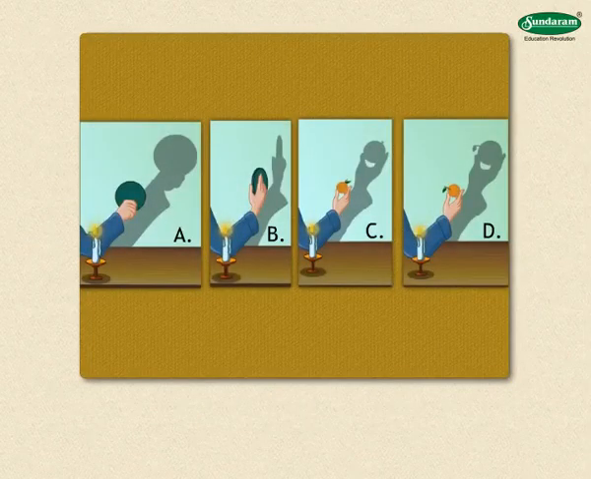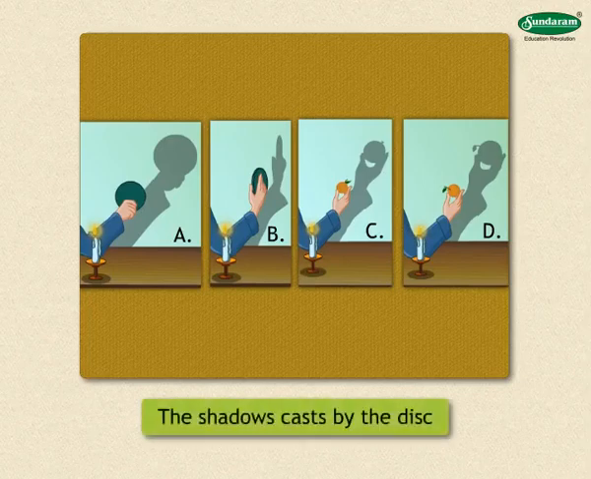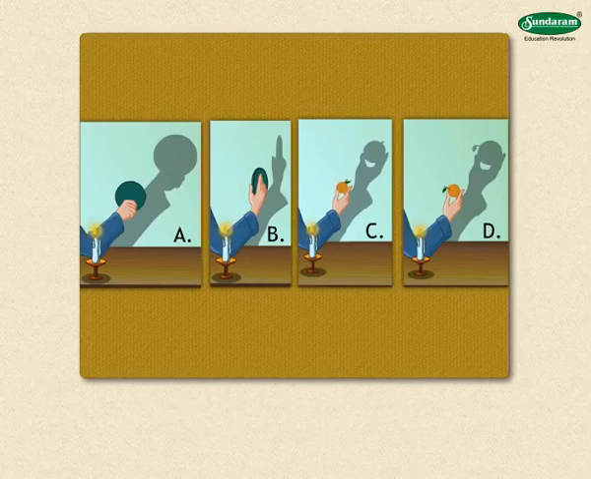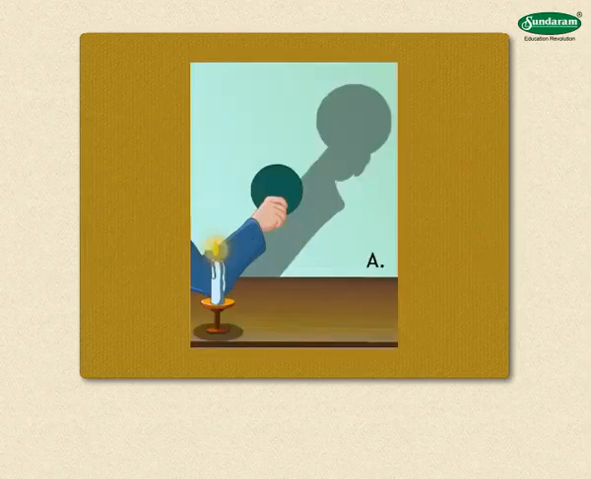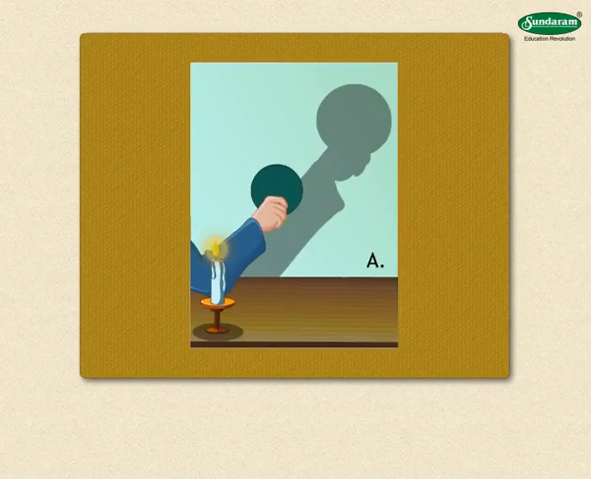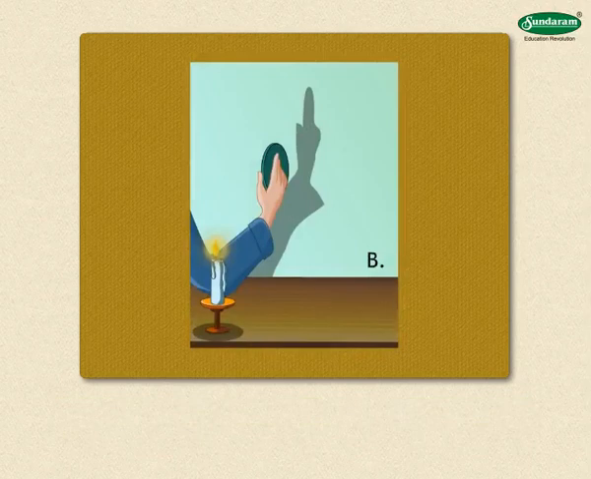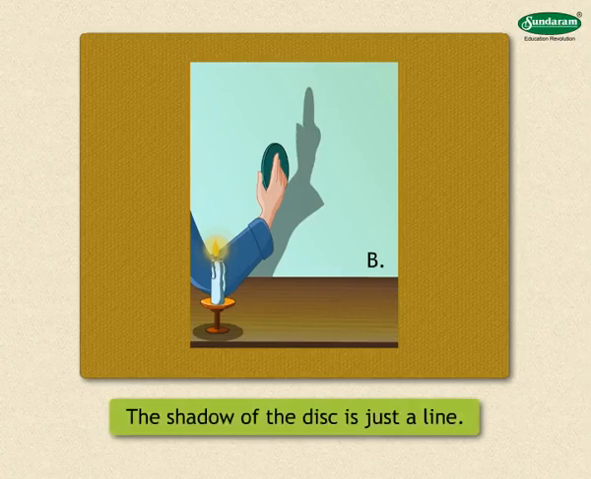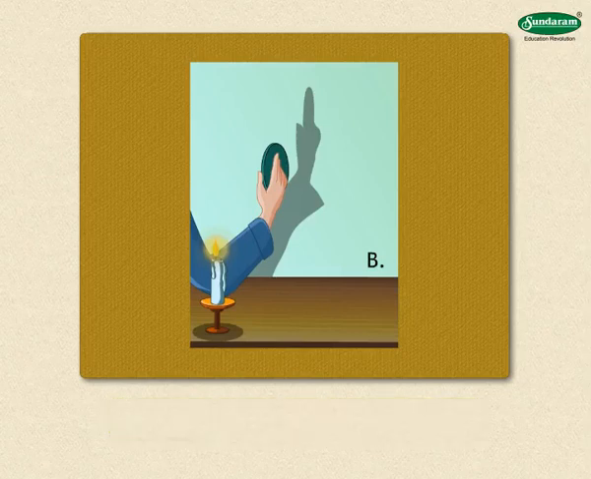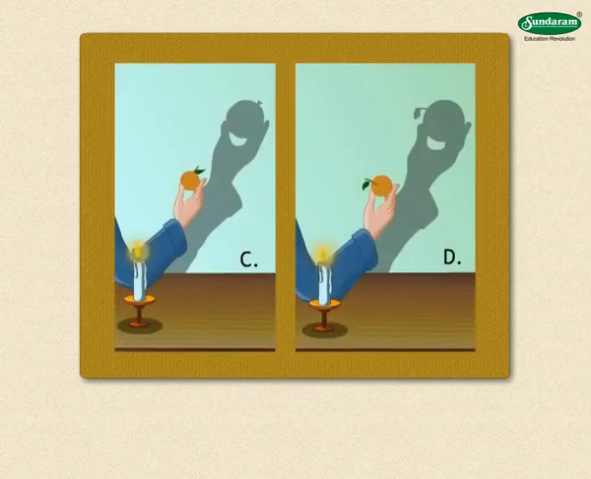Scientists carried out an experiment in those times. You can do it too. They studied the shadow of the disk. See the figure? The shadow of the disk in two different positions is shown. At A, the entire flat surface of the disk is held before a lighted candle and the shadow cast by it is circular in shape. But at B, the rim of the disk is held before the lighted candle and the shadow is just a line. Next, they observed the shadow of an orange in different positions as shown in C and D.